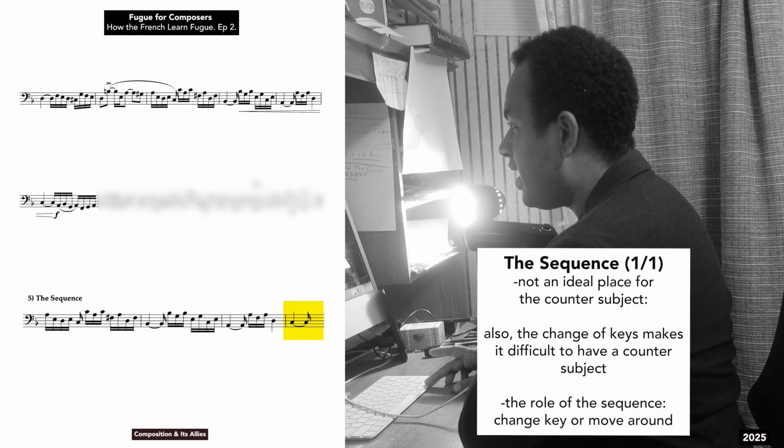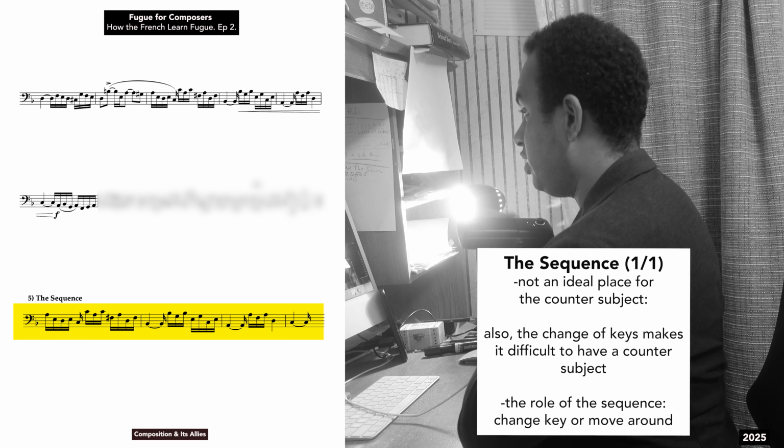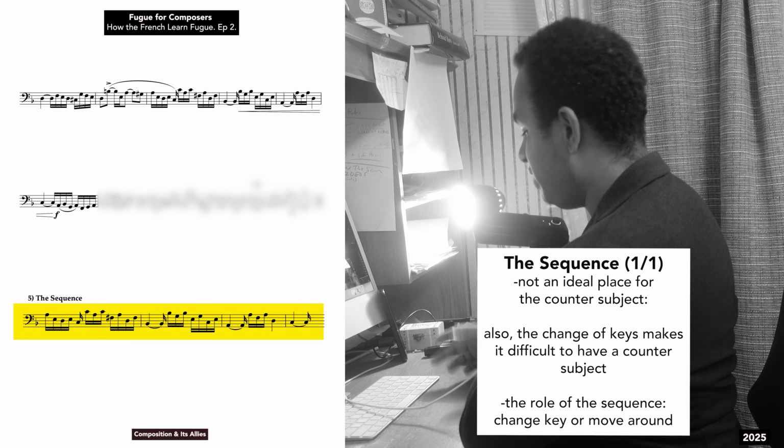Also remember that for a sequence, the goal is usually to move us to another key or to kind of buy some time within the same key. But it's a moment, most importantly, where the subject and its counter subject would presumably be absent.